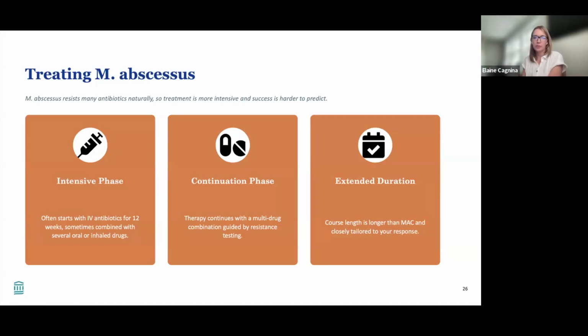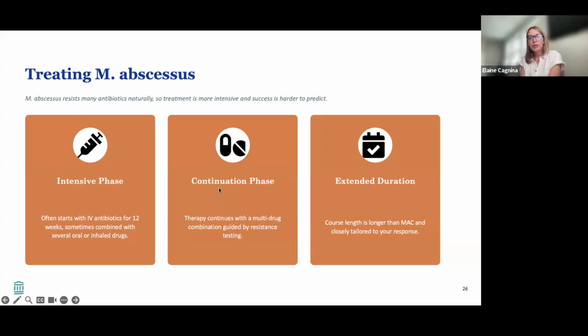For Mycobacterium chelonae, it can be a little bit less, but 3 months of very toxic IV medications, including IV amikacin, which requires extensive laboratory monitoring, looking at kidney function, and has significant ototoxicity, ear toxicity, and vestibular toxicity, which is just your balance system. So we really worry about people on IV amikacin for 12 weeks. And then we combine that with several oral or inhaled drugs. Again, at least 3 drugs that are effective against the organism.